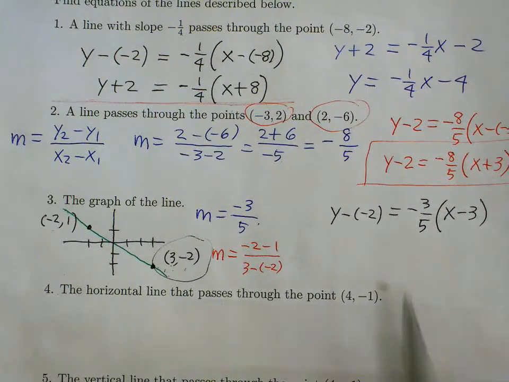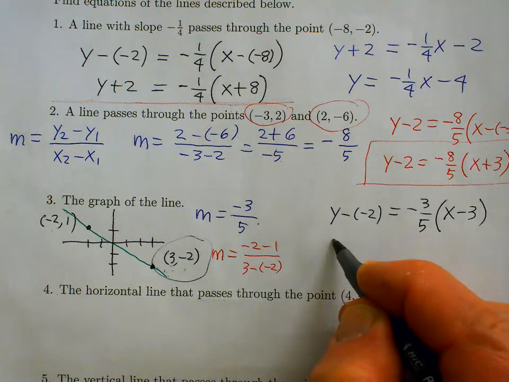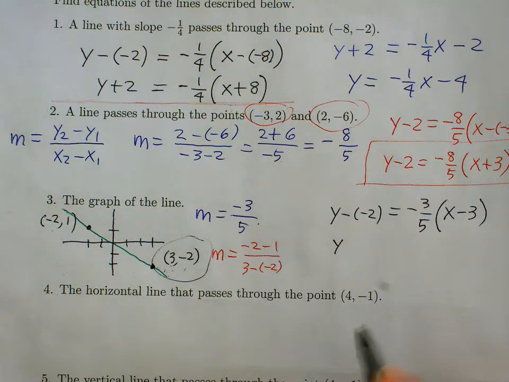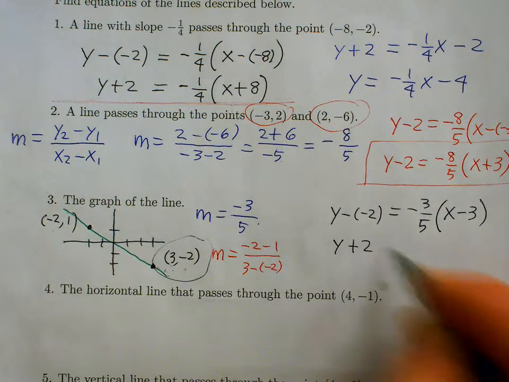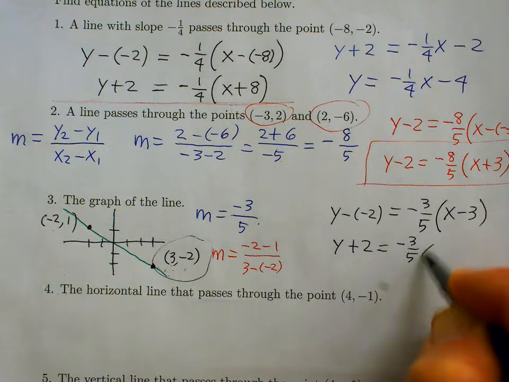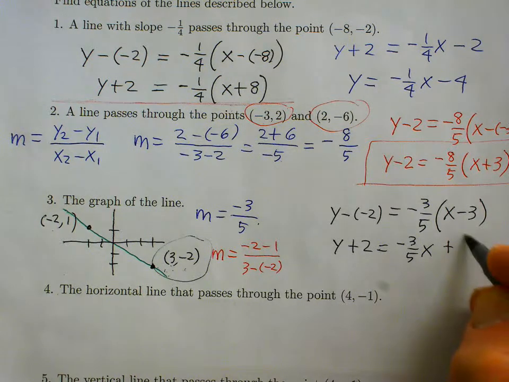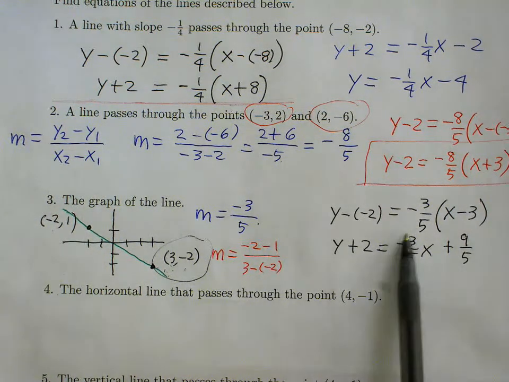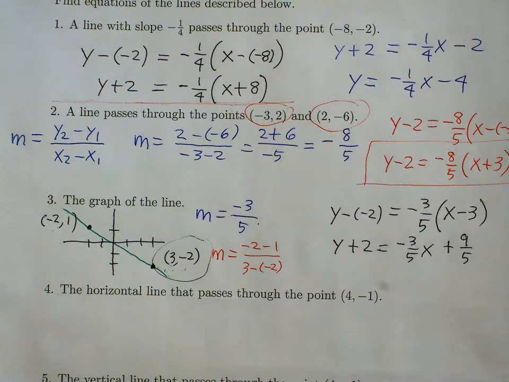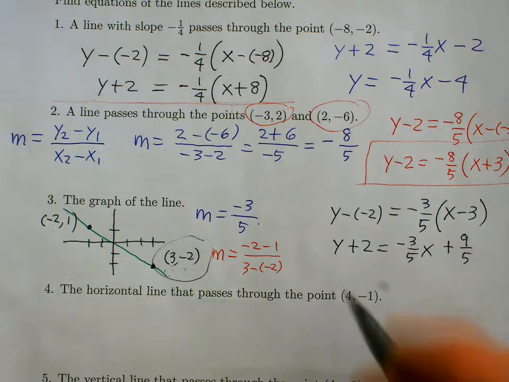And let's go ahead and put this one in slope-intercept form. So we're going to solve for y after we do some arithmetic. Y minus negative 2 is y plus 2. And then that's equal to negative 3/5 x and then plus 9/5, because negative 3/5 times negative 3 is positive 9/5. And then we'll subtract 2 from both sides.